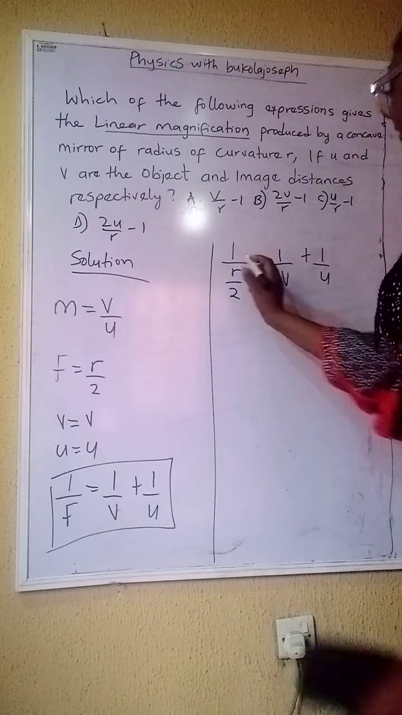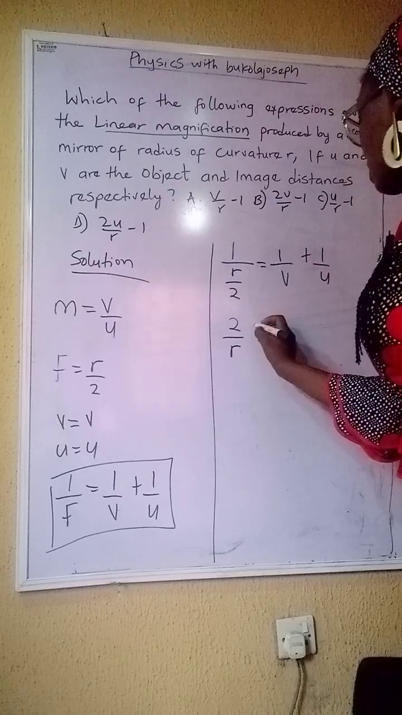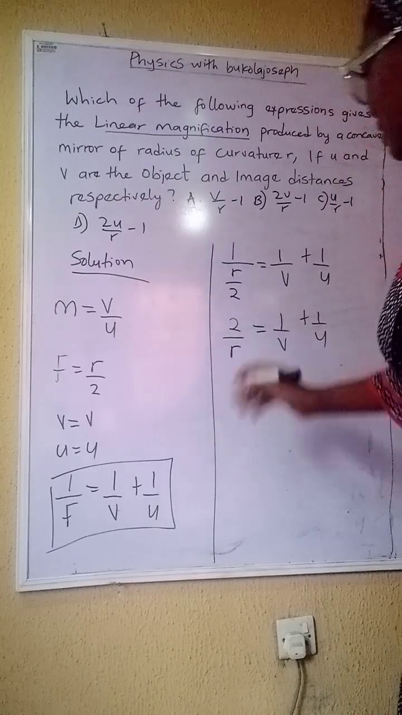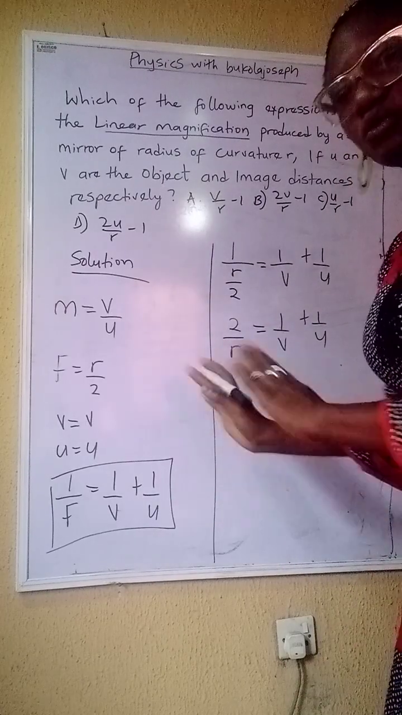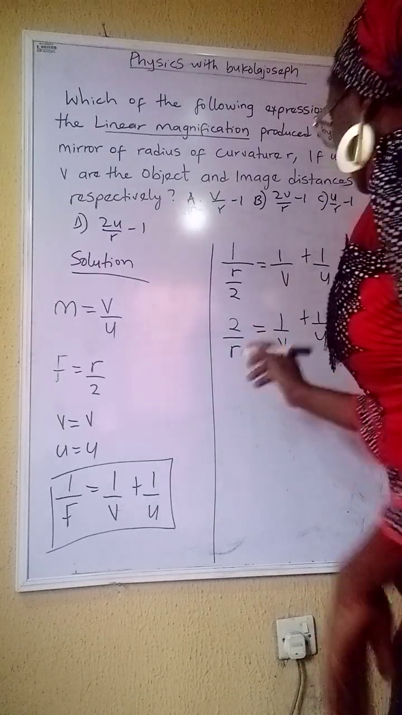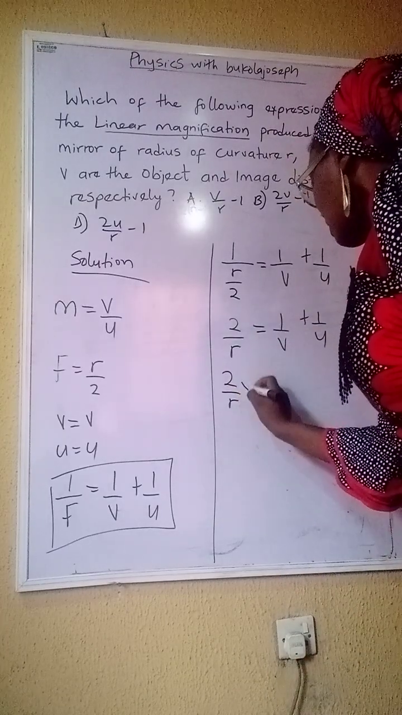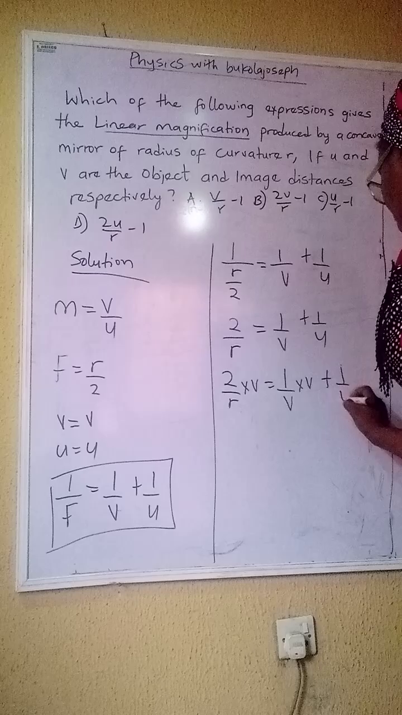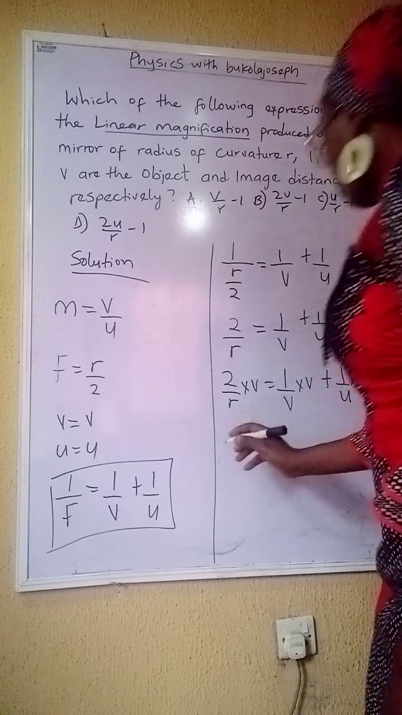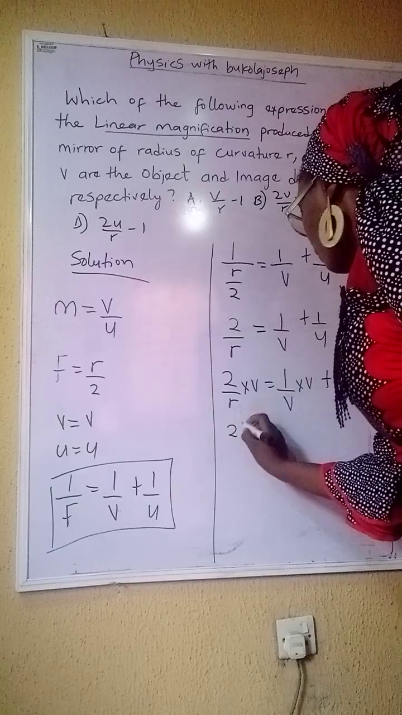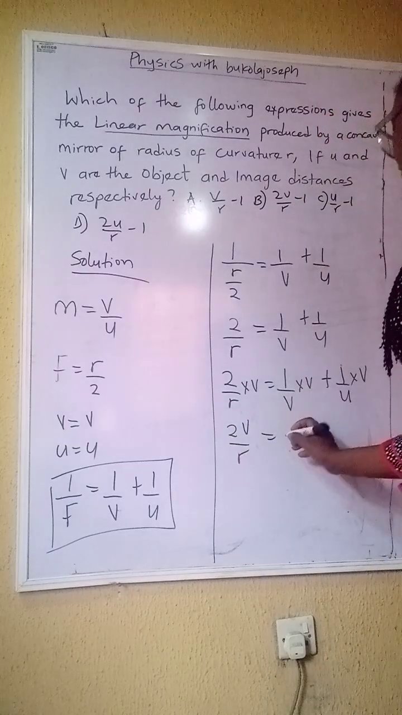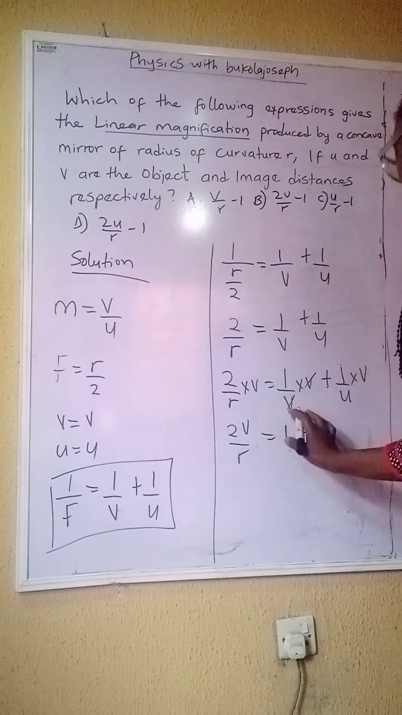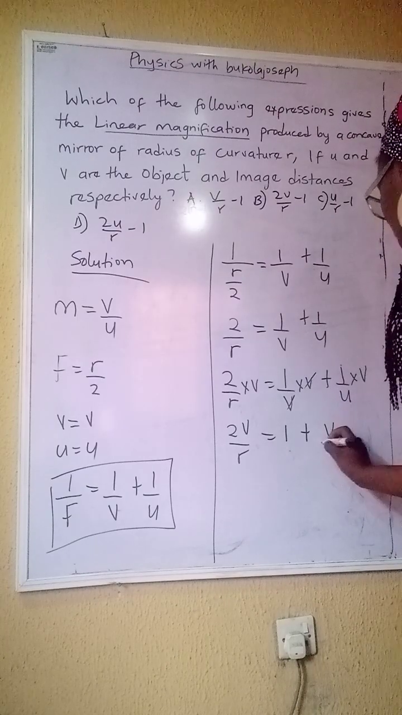So we have 2 over R is equal to 1 over V plus 1 over U. Let us multiply both sides by V. If we multiply both sides by V, we have 2 all over R times V is equal to 1 over V times V, plus 1 over U times V. This will give us simply 2V over R, and then V cancels V, and we are left with 1, plus V over U.